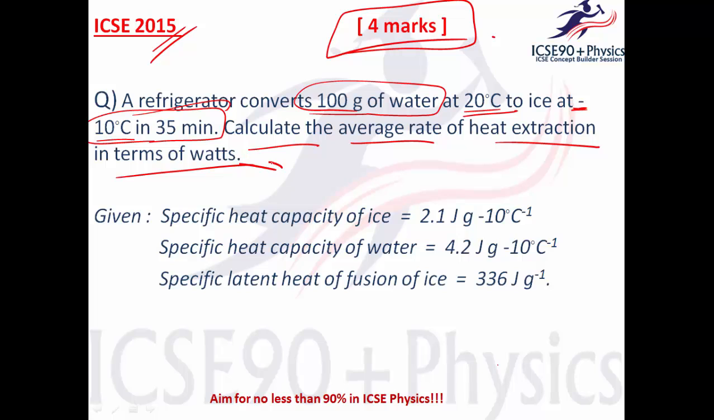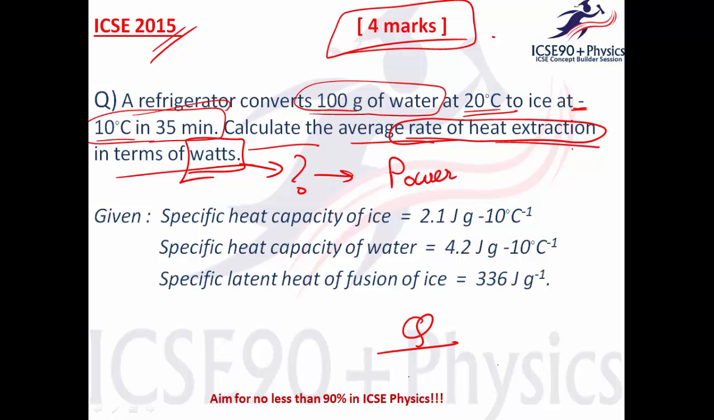Remember, what does this unit of watts measure? It measures power, right? Electrical or thermal power. The average rate of heat extraction. Whenever you say rate of heat extraction, rate means upon T, right? So heat energy upon time T is nothing but power, the unit of which is watts. So we are clearly asked to calculate the power required.